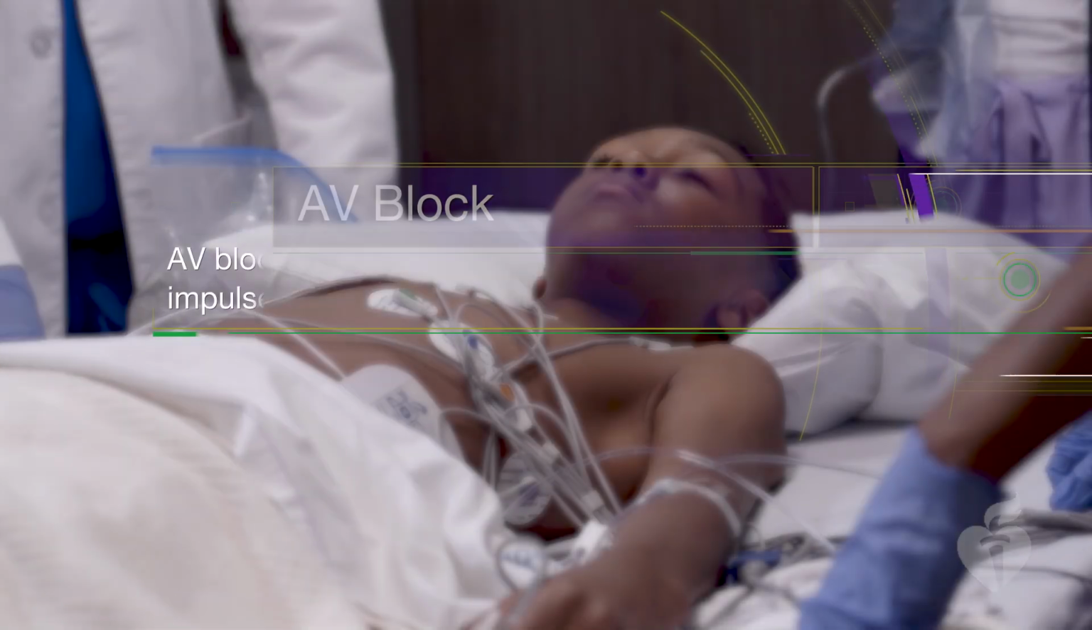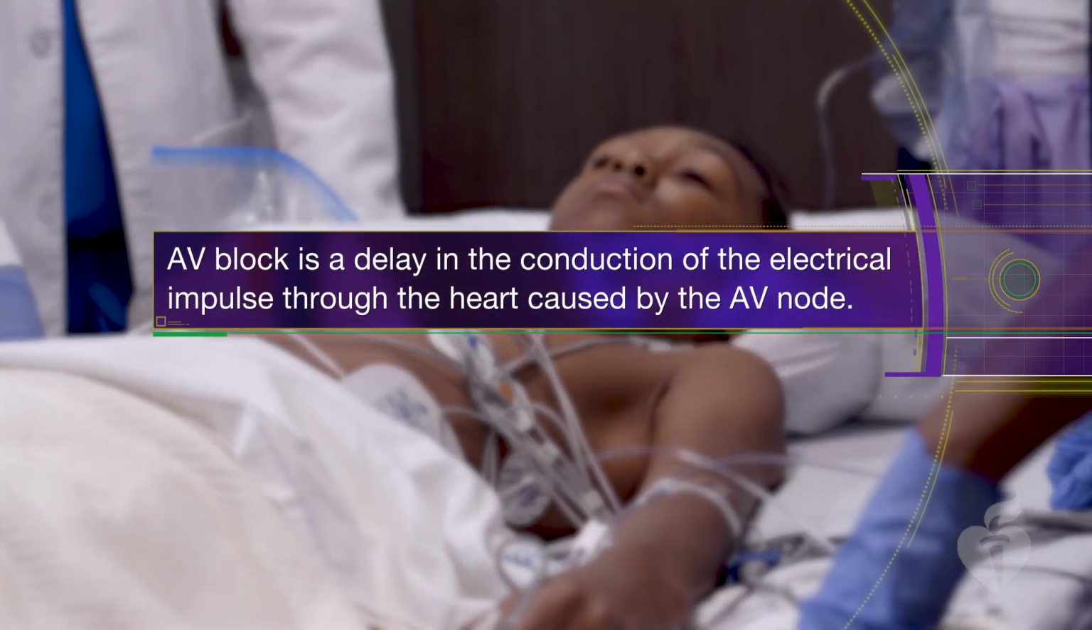AV block is a delay in conduction of the electrical impulse through the heart caused by a problem with the AV node. Many AV blocks require no treatment, while some may result in a very low ventricular rate and can worsen to cardiopulmonary compromise. These AV blocks require a pacemaker.